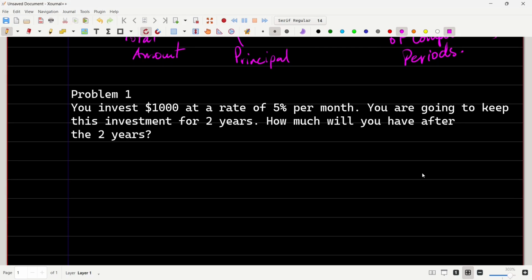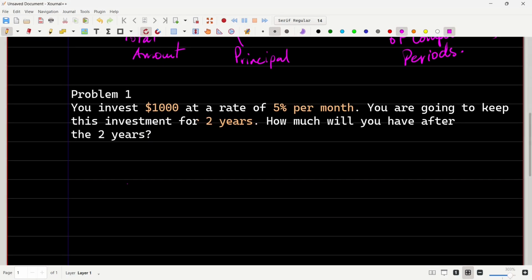So the first thing we want to do is identify the terms that we have. We want to identify things like your principal, which is $1,000. We want to identify the rate, which is 5% per month. And then we're going to keep that investment for 2 years so that we can figure out our time period or how many intervals of interest that we have.